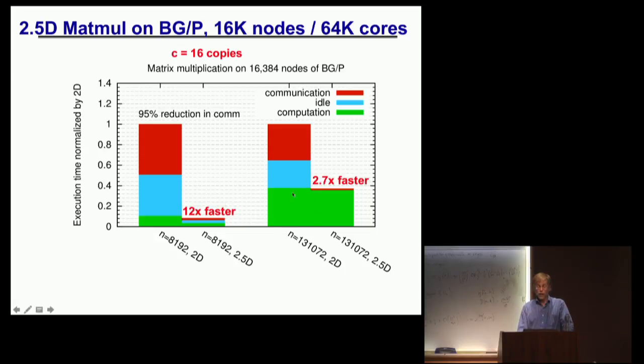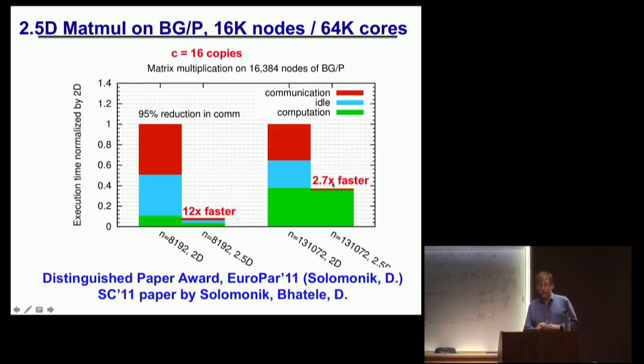Now when we went to a large matrix, the computation was about a third, and it was already running at the peak speed of the local BLAS3, and so we still got rid of like 95% of the communication, but it only went 2.7 times faster. So I'm pleased to say this won another Best Paper prize.